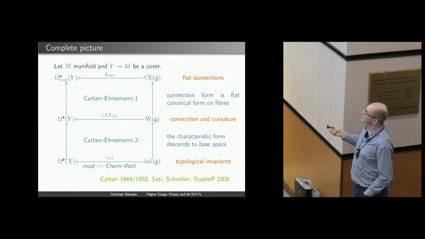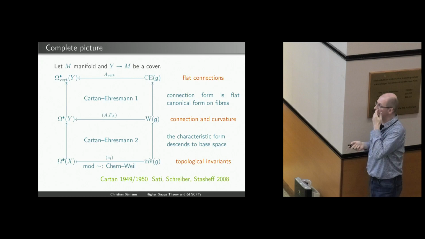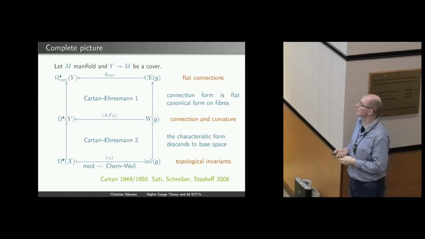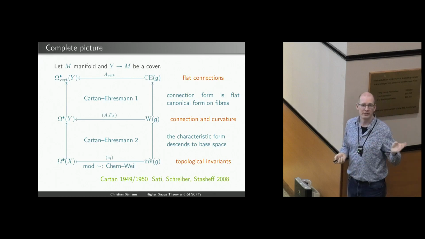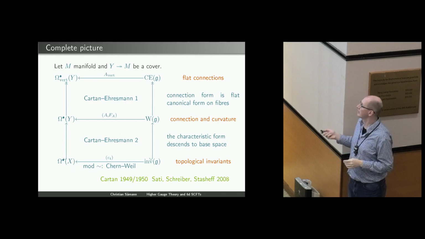And the complete picture, I should say, has been developed by Sati, Schreiber and Stasheff in 2008. So there's a complete picture. Let me not go into details because I'll certainly be running out of time. The original idea is by Cartan, has been rediscovered then by various people, D'Auria, Fré in the context of supergravity, then Strobl and so on have done these Poisson sigma models, but the full nice picture where everything is clear has been done then in 2008.